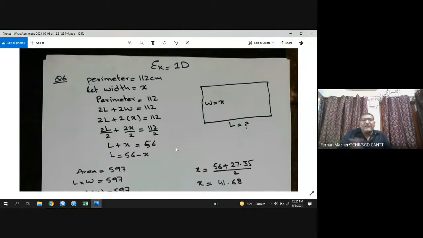So divide the whole equation by 2. This 2 and 2 will cancel. So 112 divided by 2 will give you 56. So length plus x equals 56. So length will be equal to 56 minus x. This is how you will find the length in terms of x. The perimeter was given and the width is supposed to be x.